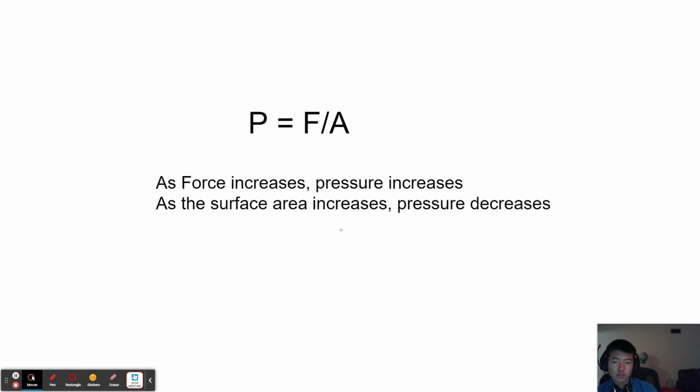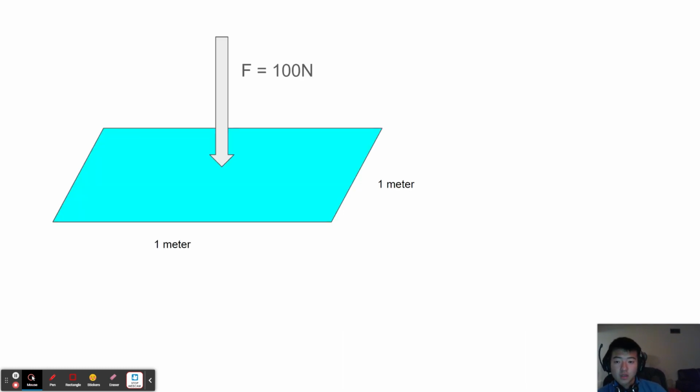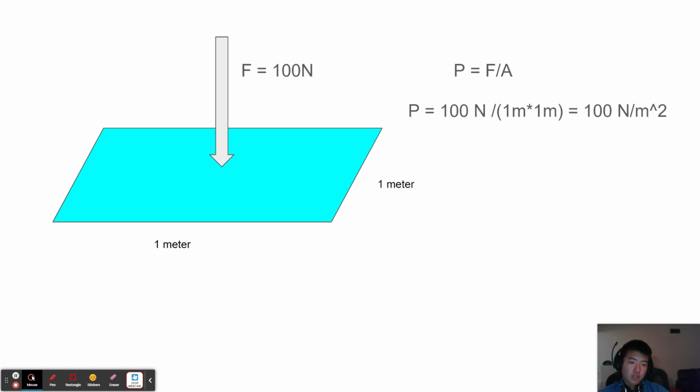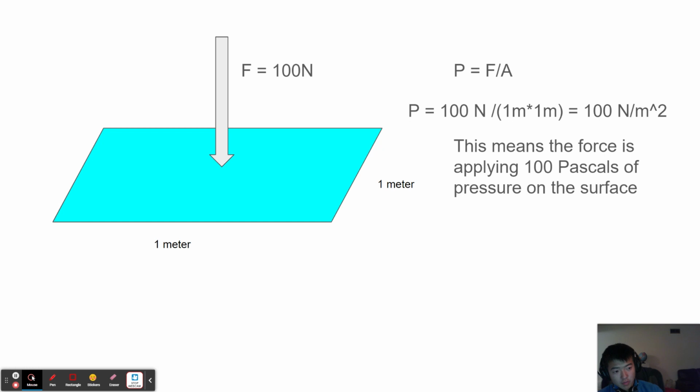So since pressure equals the force divided by the area it's acted upon, as the force increases, pressure will increase. And since the area is in the denominator, as the area increases, the pressure will decrease. So going back to our original example, with this 100 Newton force and 1 by 1 square, since pressure is force divided by area, we could see that the pressure applied on the square is 100 newtons divided by 1 meter squared, which is 100 newtons per meter squared. So this means the force is applying 100 pascals of pressure on the surface.